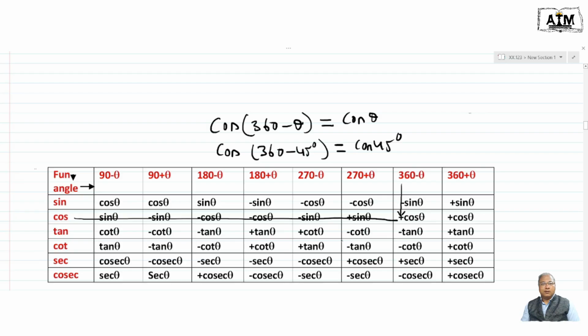So with the help of this table of allied angles, we can find one more value of theta for which cos theta equals 1 upon root 2. That is cos of 360 minus 45. So theta equals 315 degrees. So theta equals 315 degrees is another principal solution.